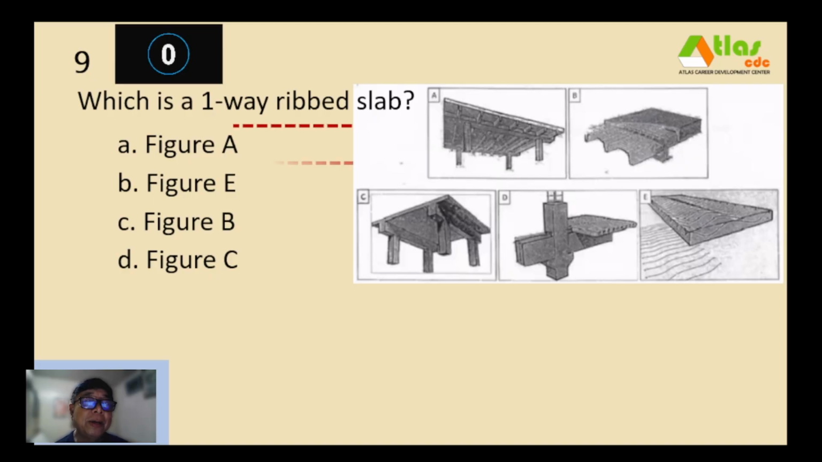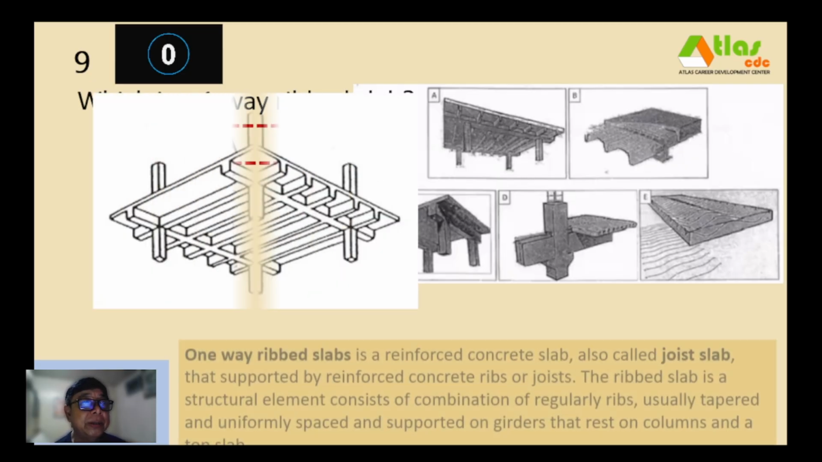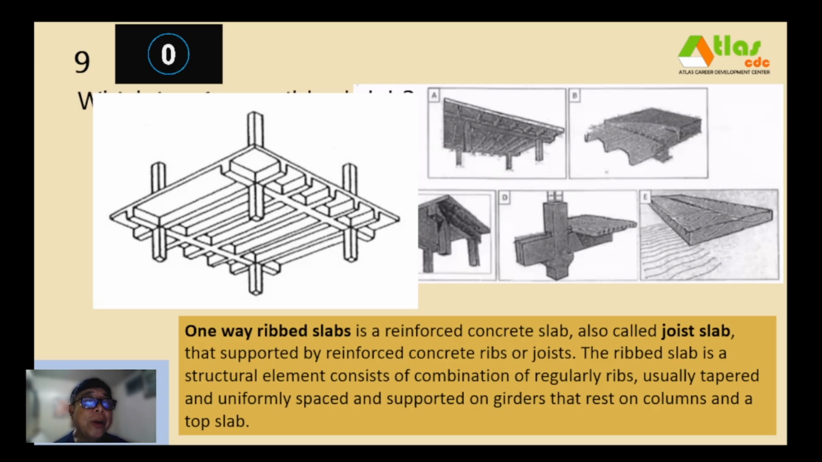And our correct answer is figure A. So one-way rib slabs is a reinforced concrete slab, also called joint slab, that is supported by reinforced concrete ribs or joists. Ito yung ribs, na? The rib slab is a structural element consists of combination of regularly ribs, usually tapered and uniformly spaced and supported on girders that rest on columns and atop slabs. Ito yung girders, na?